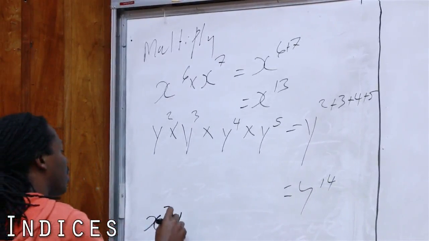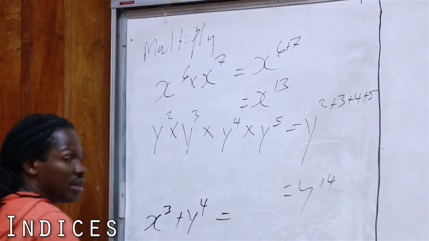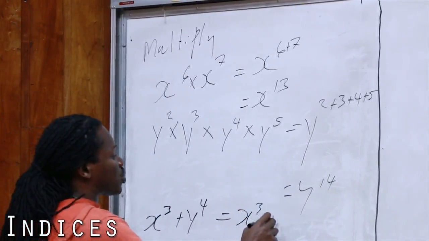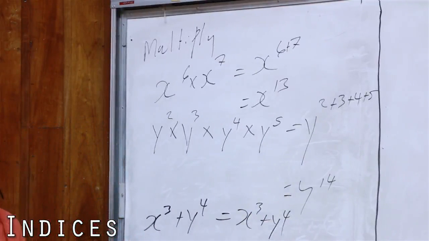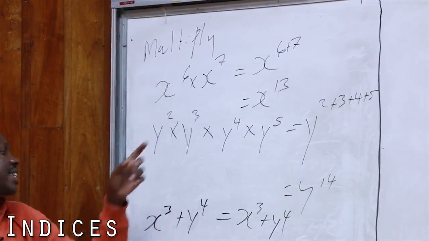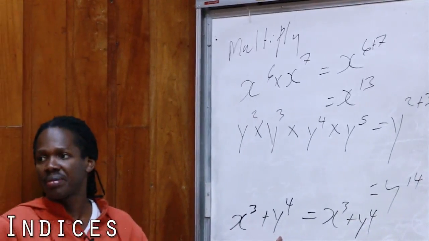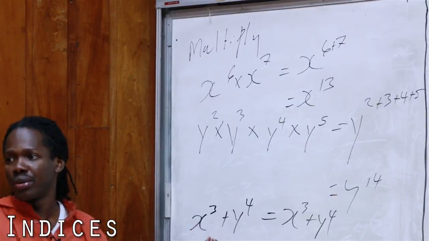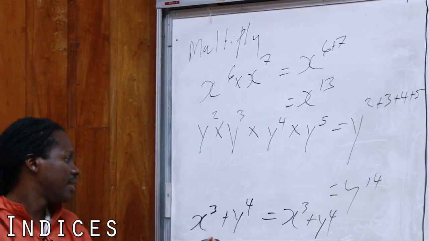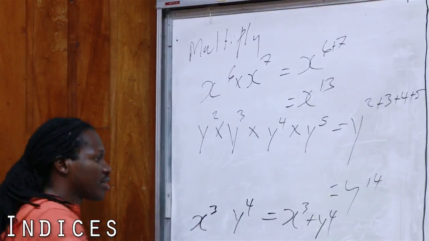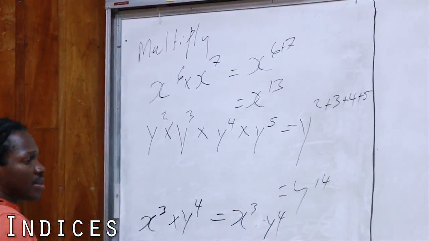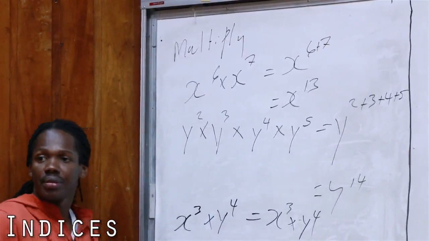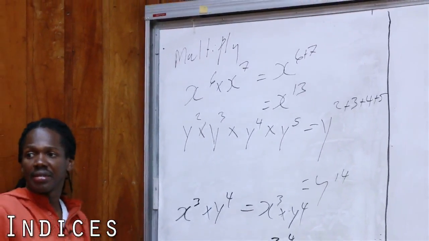x to the 3rd power times y to the 4th power equals x to the 3rd power times y to the 4th power. The only way you can add the indices is if the base is the same. You understand that? Yes, sir. So therefore, x and y don't work out. You get that? Sorry, this will be times. So it's going to equal x cubed y to the 4th. Everybody understand that? Yes, sir.